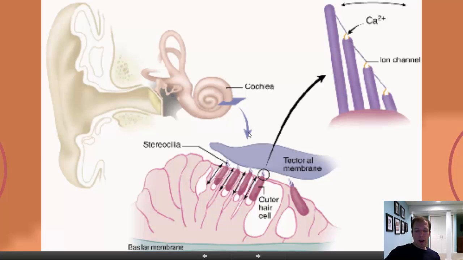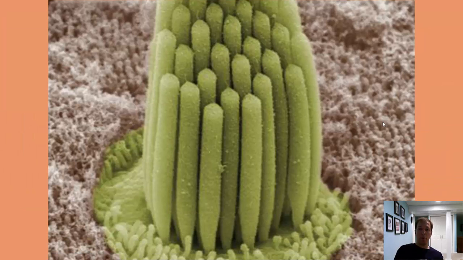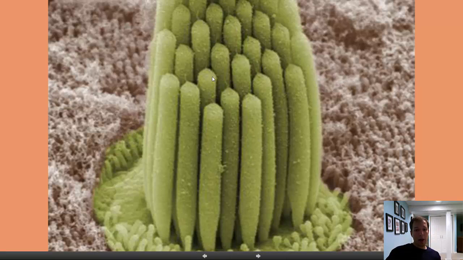At the tip of the stereocilia, there are ion channels. Those ion channels are going to be important in terms of how it is that sound is perceived. You can see here this is a microscopic image that's also been colored of those stereocilia. So you can see how you have this cluster of stereocilia all sticking up, kind of bunched together.